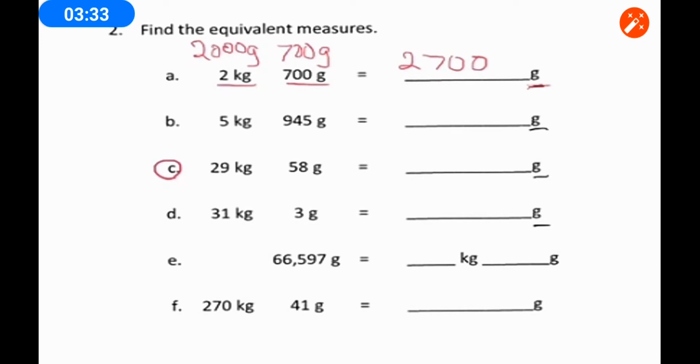29 kilograms, 58 grams. Change 29 kilograms to grams, which is 29,000. Good. And 58 grams. Add the two together, you get 29,058 grams. Now let's go to E.